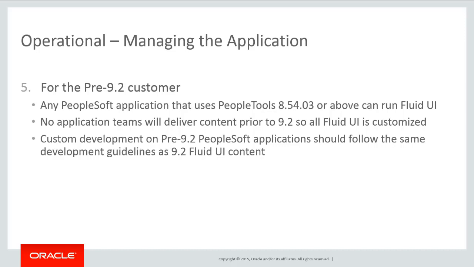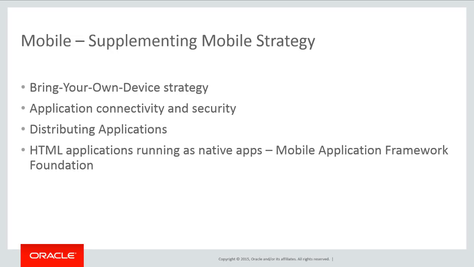That would give you the benefit of using the delivered Fluid content plus the ability to use Selective Adoption for your ongoing maintenance and adoption of new features. If that's not possible, custom Fluid can be built on any application running PeopleTools 8.5.4. There are a few things that you have to consider as part of your strategic plan when rolling out Fluid applications that will run on mobile devices.